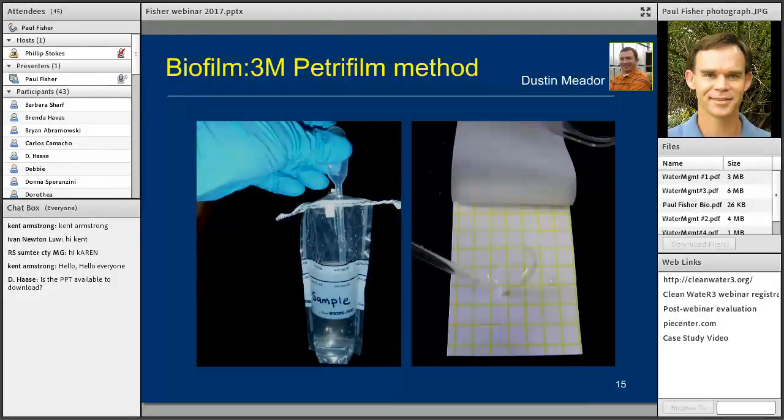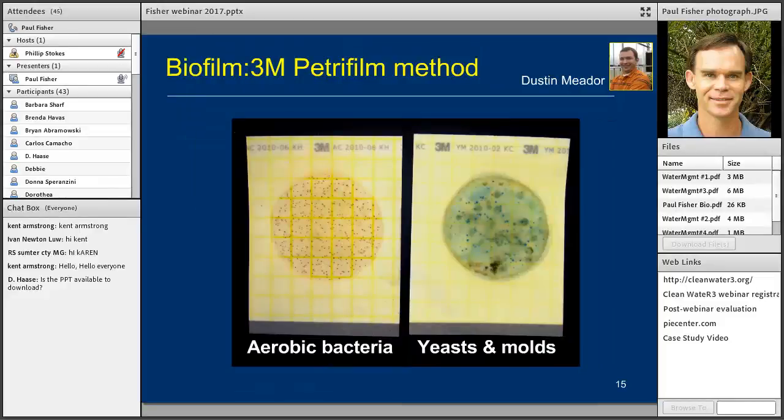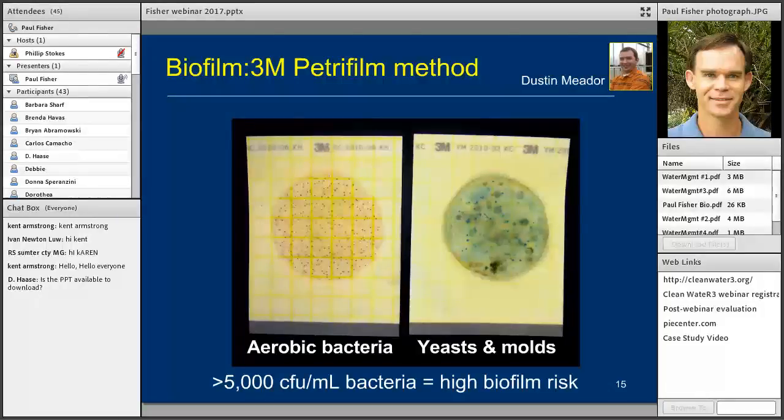Now, one of the other tests that we do is a biological test, and we use what we call Petrifilms, where we take a small sample, a 1 milliliter sample of the irrigation water, and we plate it out onto what look like sticky cards, but they're actually a dehydrated culture medium. Dustin Metter, who's now working in the Center for Applied Horticulture Research in California, did this work in his PhD. He found that the counts for aerobic bacteria were very closely related to the risk of biofilm developing.